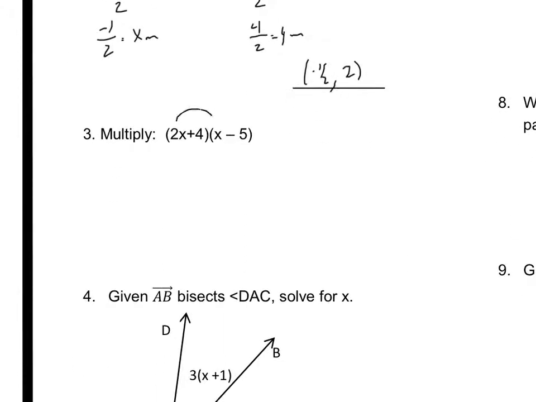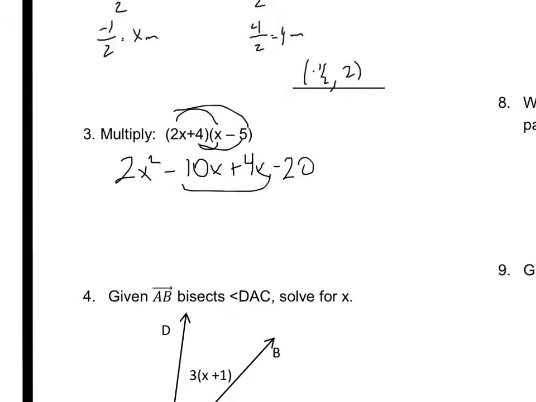Multiply, so I need to distribute. So I get 2x times x is 2x squared. 2x times negative 5 is negative 10x. 4 times x is 4x, and 4 times negative 5 is negative 20. Now all I can do is combine like terms. These interior terms are here. Negative 10x plus 4x are my only like terms. So I'm left with 2x squared minus 6x minus 20.